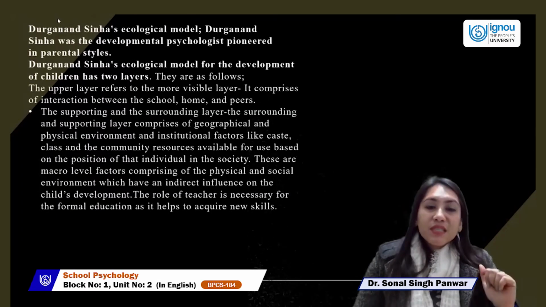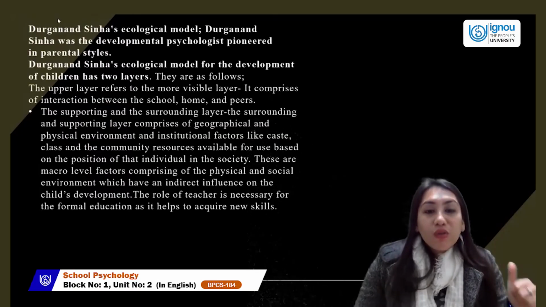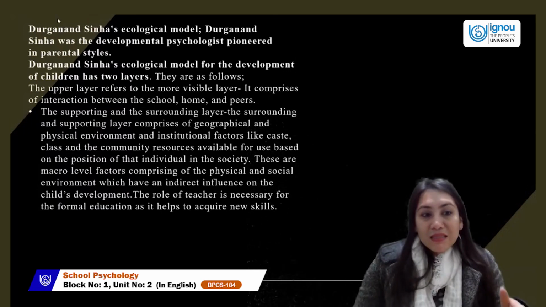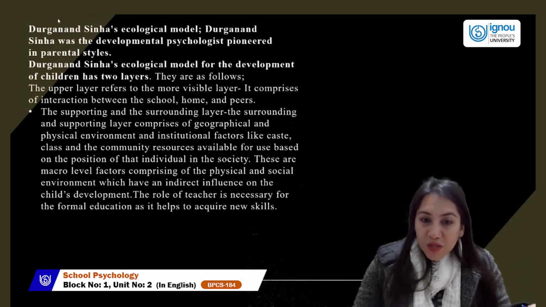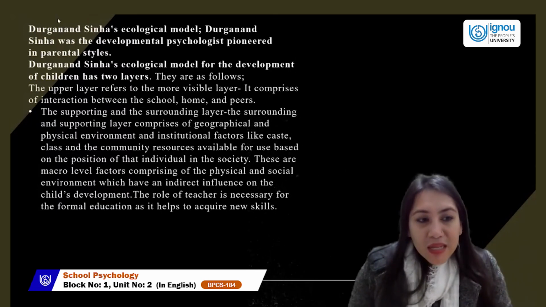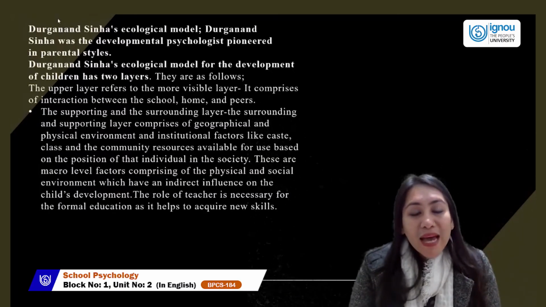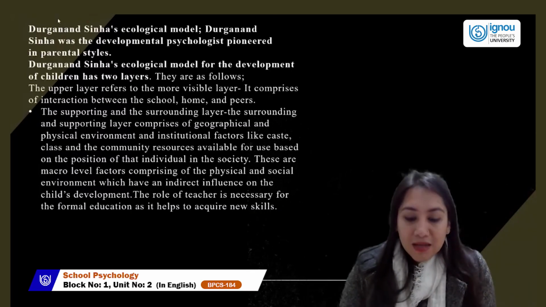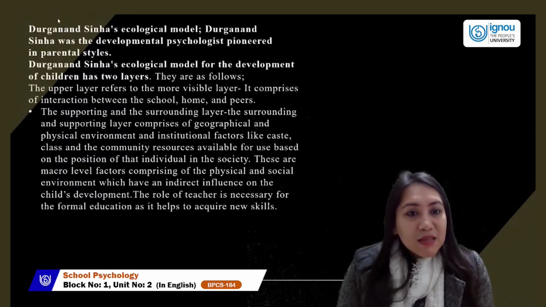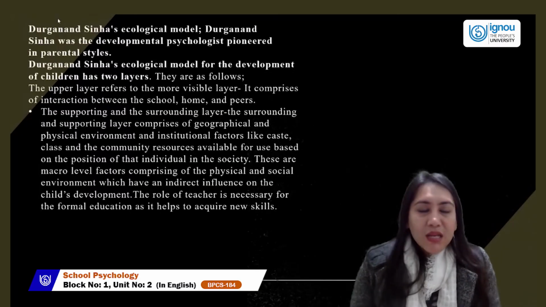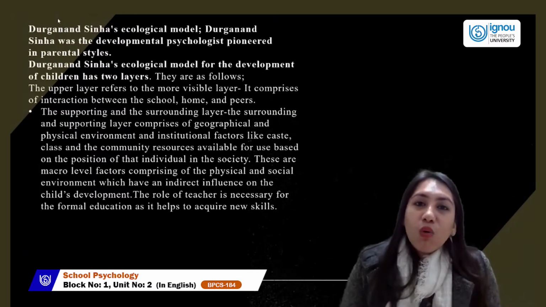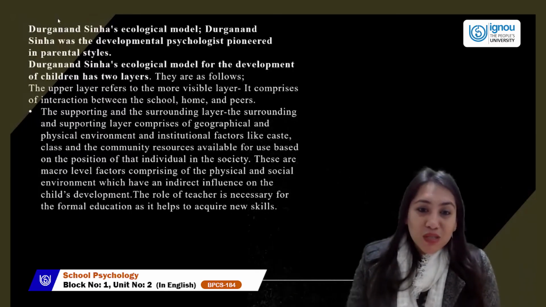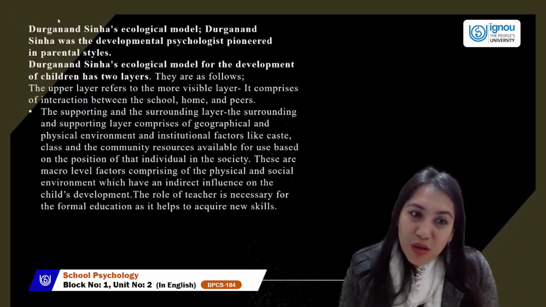Now coming to the supportive and surrounding layer. This talks about the geographical, physical and institutional factors like the caste, the class, the communities, the race that we are a part of, the culture and the religion that we follow, the position that we hold as an individual in the society, our status, stratification in the class. So this is something which is more surrounding us, more close to us. I'll tell you how. How is our name identified? It depicts your caste, class, and your religion. It depicts the resources, the community that you're coming from.